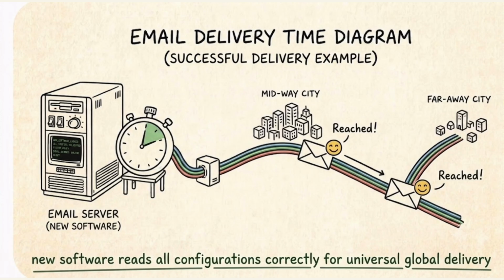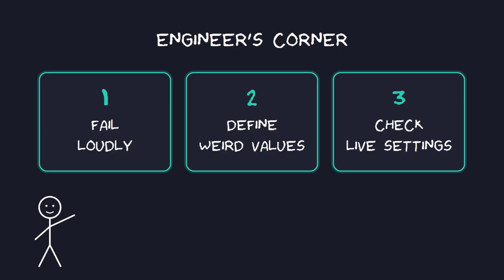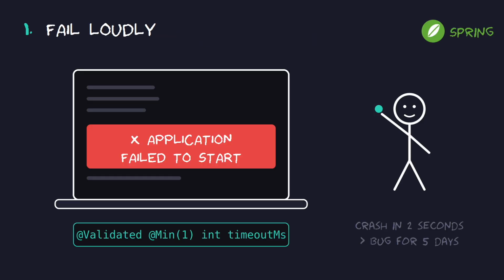To fix it, the IT administrator simply reinstalled the correct software version. The server understood its settings again, waited properly, and the 500-mile limit vanished. For software engineers, the real problem here wasn't the timeout value. Remember the 3 lessons I promised? Here they are. 1. Fail loudly.